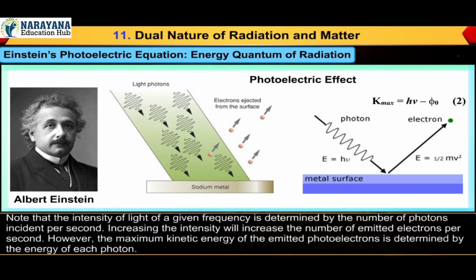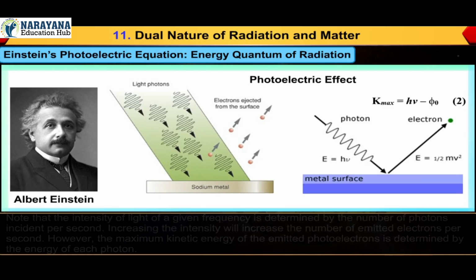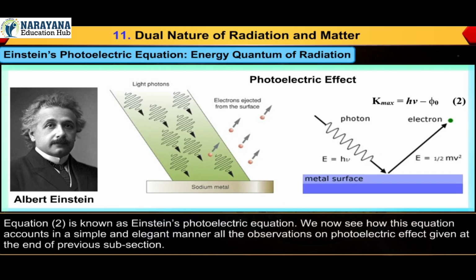Note that the intensity of light of a given frequency is determined by the number of photons incident per second. Increasing the intensity will increase the number of emitted electrons per second. However, the maximum kinetic energy of the emitted photoelectrons is determined by the energy of each photon. Equation 2 is known as Einstein's photoelectric equation. We now see how this equation accounts in a simple and elegant manner for all the observations on the photoelectric effect given at the end of the previous subsection.